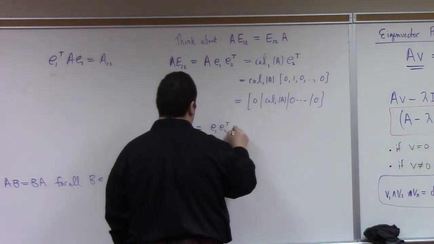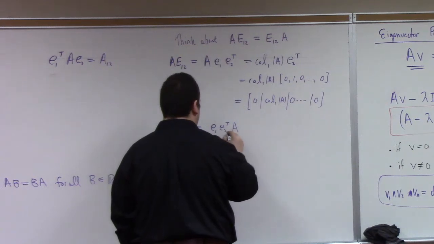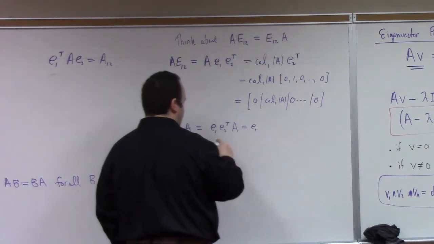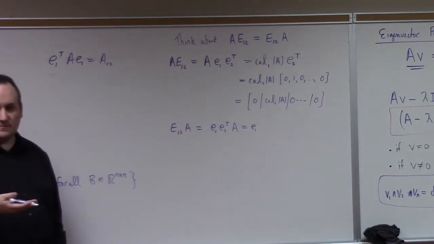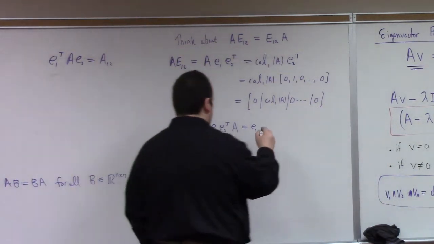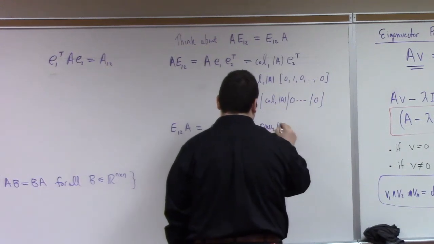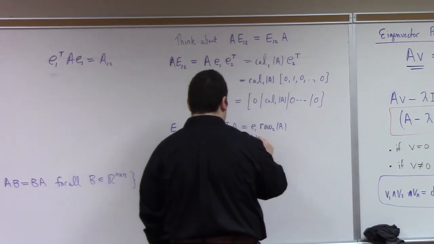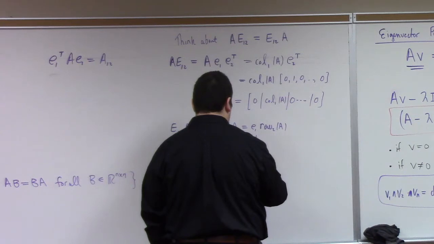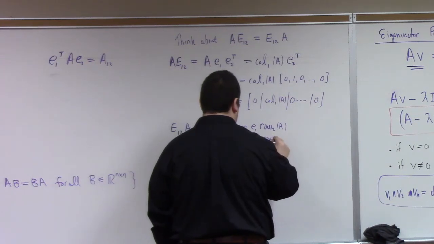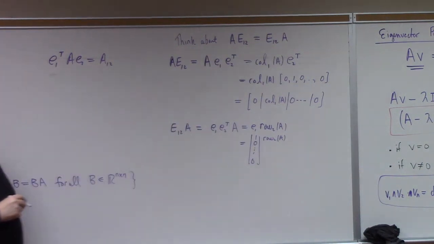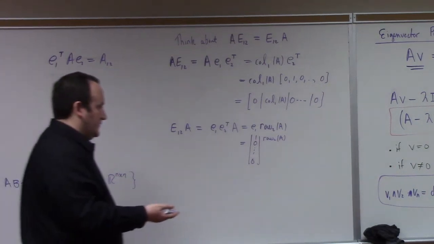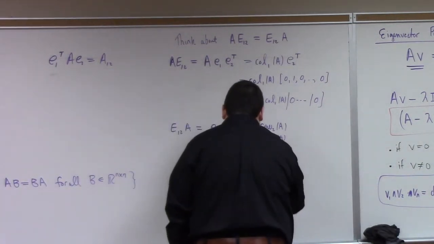E1, E2 transpose A. Remember what E2 transpose A is? That was row 2 of A, right? So what's this? So we've got 1, zeros times row 2 of A. What's that? What's that do? That multiplication does what? That's a mostly 0 matrix with row 2 in row 1 of the resulting matrix, right?